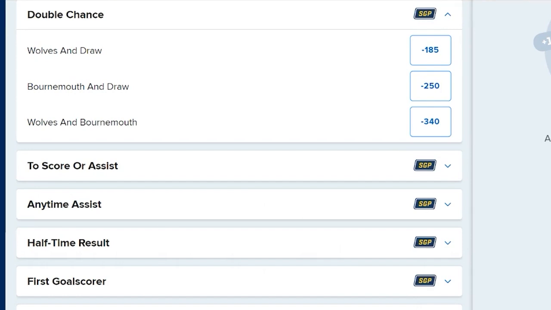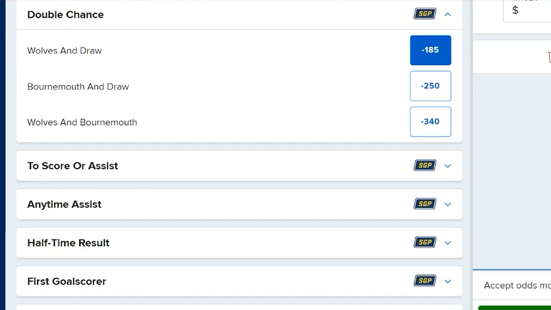Double chance, it's kind of like it sounds. You're actually capturing 2 of the 3 options. So when we talked about soccer at the beginning, we said, okay, you've got team 1, you've got draw, and you've got team 2. This is giving you 2 of them. So you're going to get the Wolves. If the Wolves win, boom, easy money. If it's a draw, you also win on this selection right here. Why?